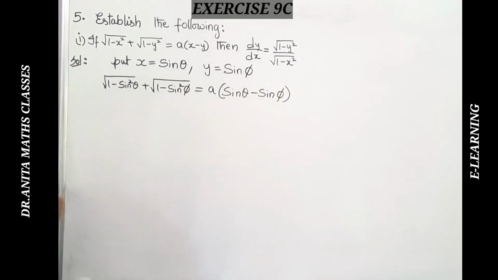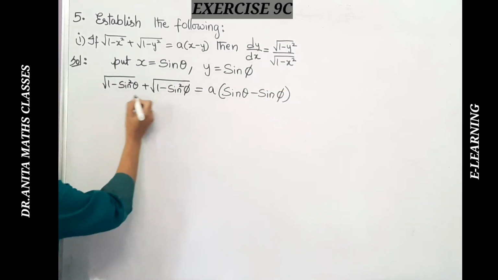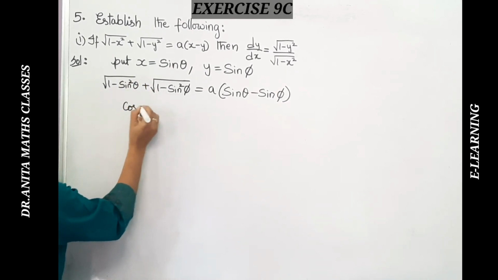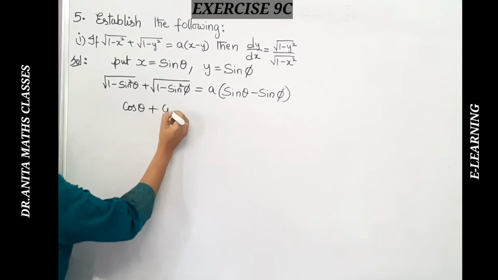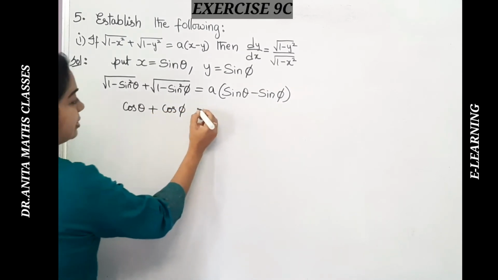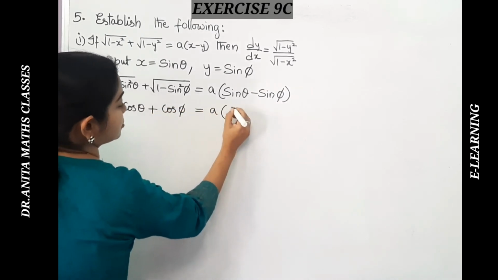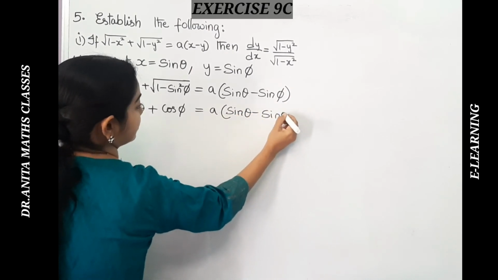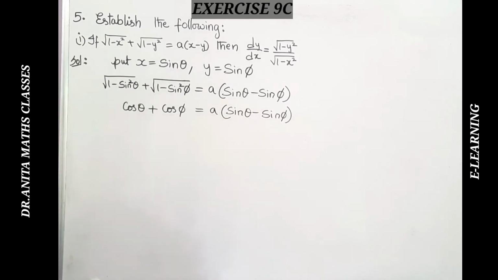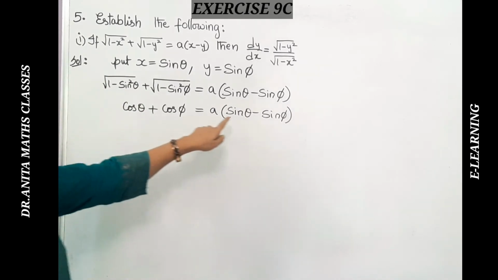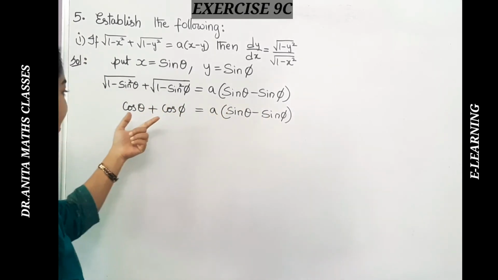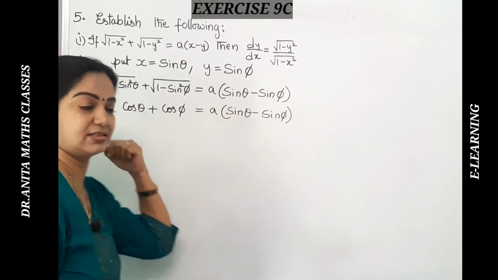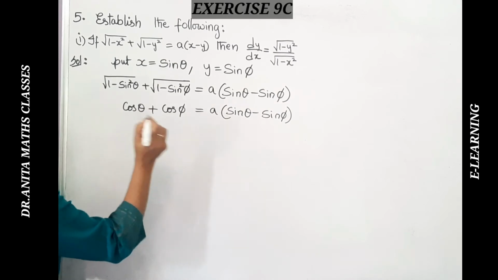Now, this 1 minus sine square is cos square under root. So this becomes cos theta plus cos phi equals a into sine theta minus sine phi. Now, if you see the C and D formulas, we can apply cos C plus cos D, sin C minus sin D. C and D formulas of trigonometry will apply.